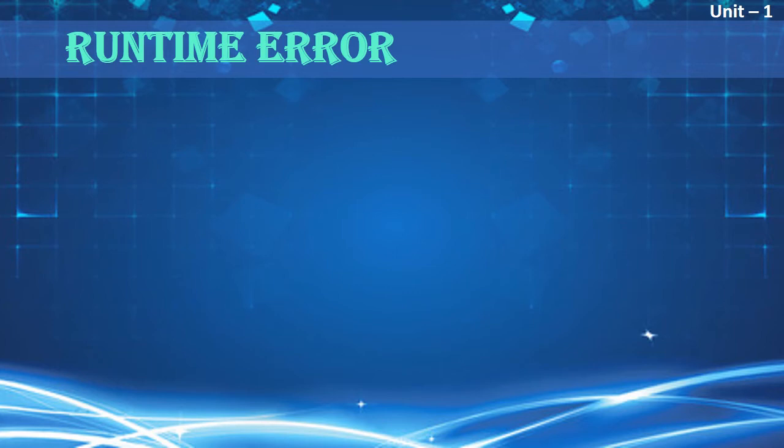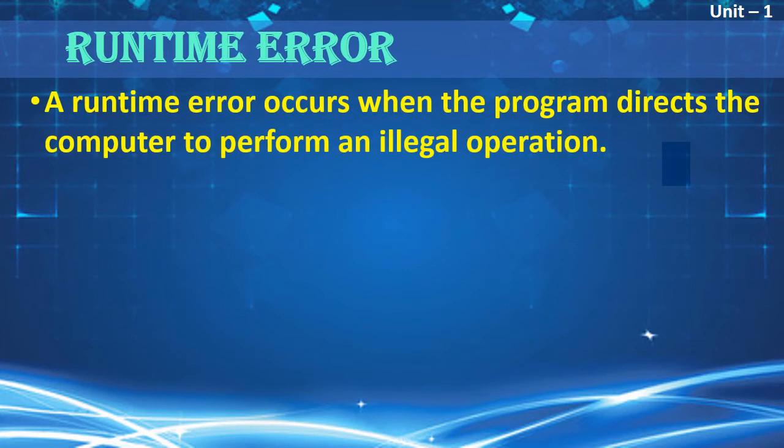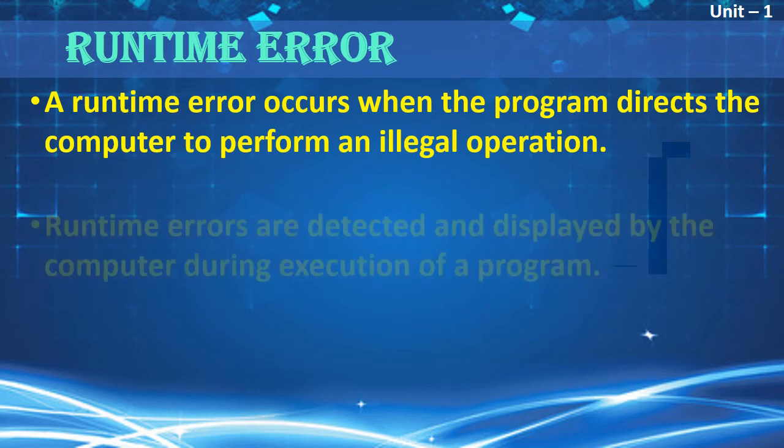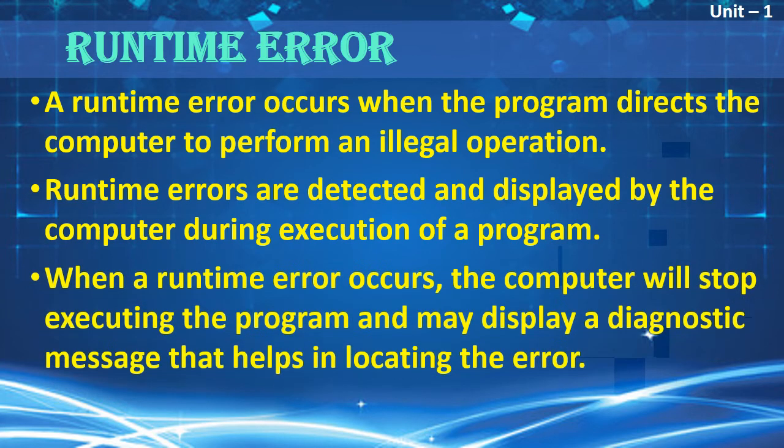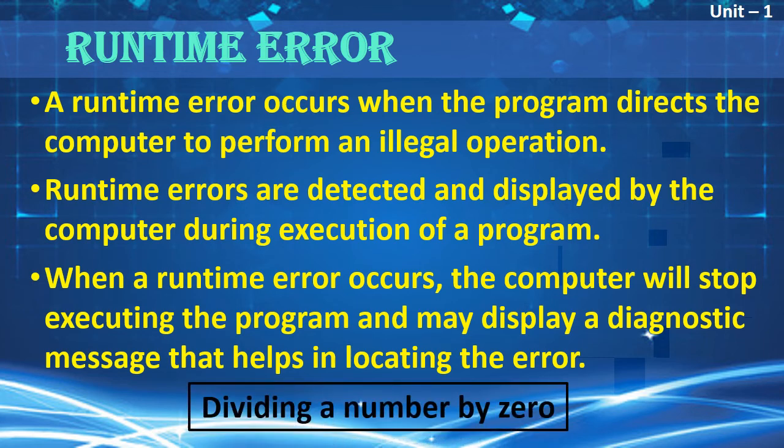A runtime error occurs when the program directs the computer to perform an illegal operation. Runtime errors are detected and displayed by the computer during execution of the program, after translation. When a runtime error occurs, the computer will stop executing the program and may display a diagnostic message. This message contains the line number and error number that helps in locating the error. For example, dividing a number by 0 is a runtime error.